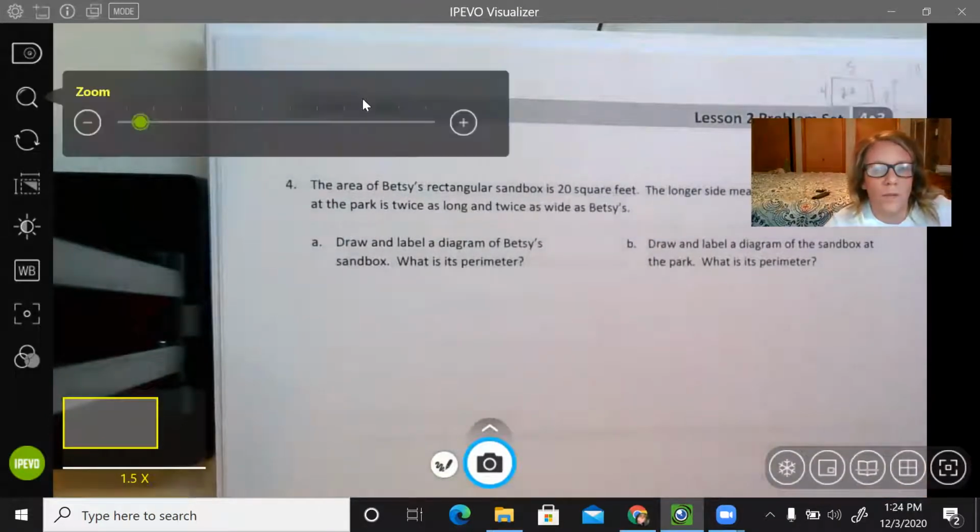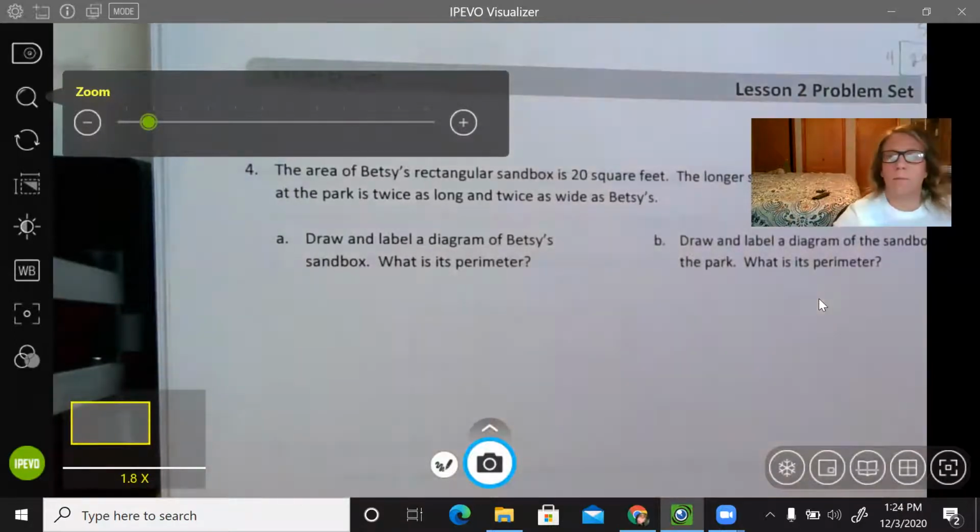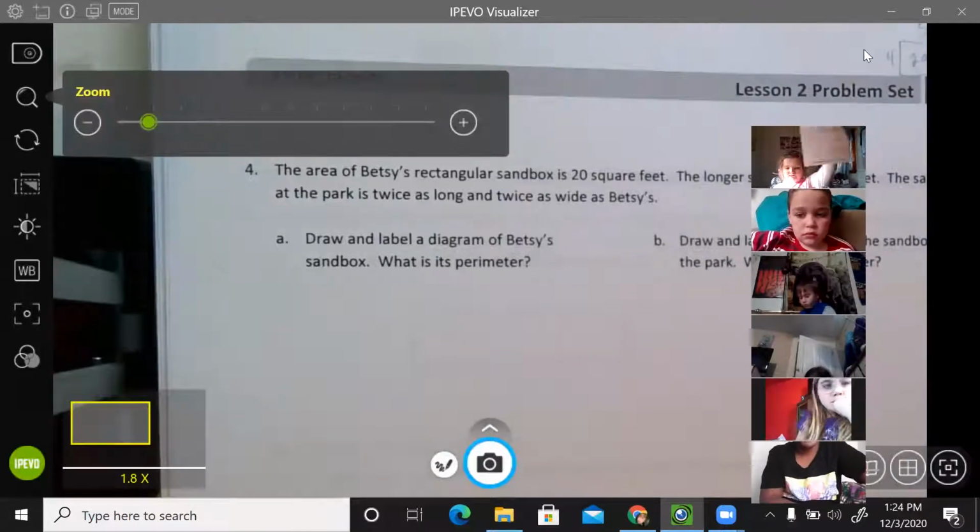This time I won't forget to follow my own rules, and let's read and talk about what's important first. Gracie, go ahead and read number 4 for us, please.